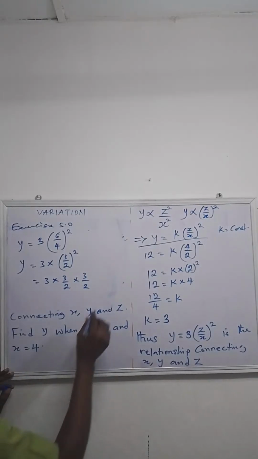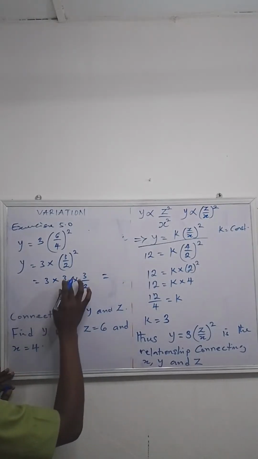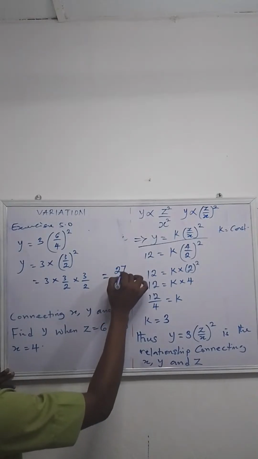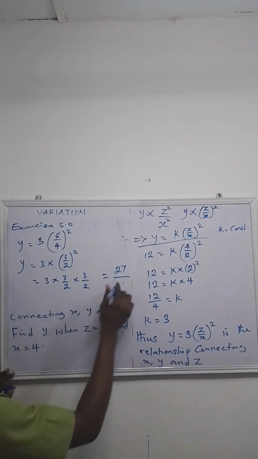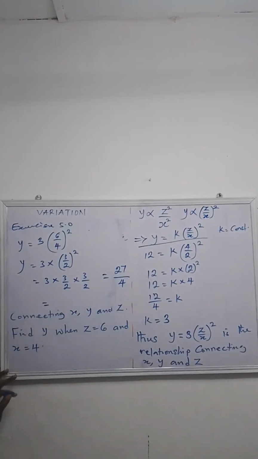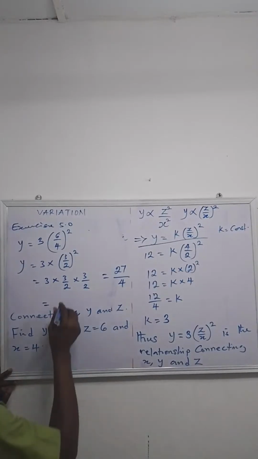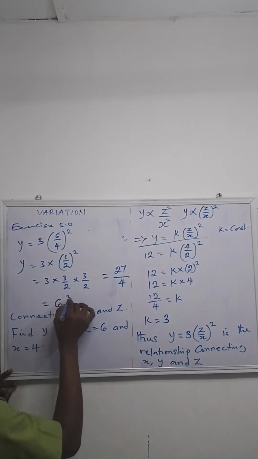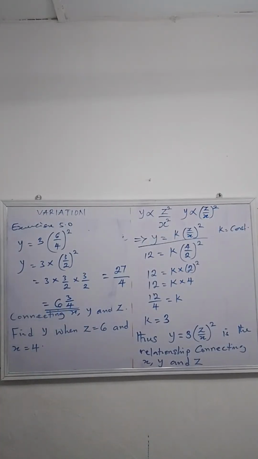Okay, and that gives us what? 3 times 3 times 3, that's 27, over 2 times 2, that is 4. So how many 4s are we going to see there? That's 6, remaining 3 over 4. That's going to be 6 whole number 3 over 4. All right, so that's the answer to the problem.